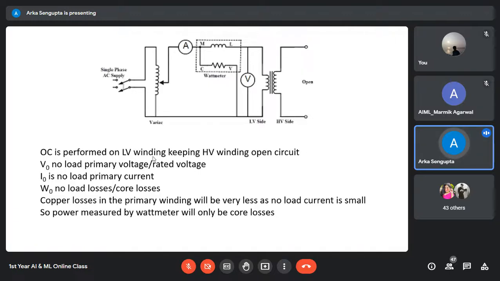Now in a transformer we can find out the core loss by the help of the open circuit test. In the open circuit test, we keep the high voltage side open, and on the low voltage side we connect an ammeter, voltmeter and wattmeter in this manner. The wattmeter has four terminals: M, L, C and V. M and C are internally connected. L and V are shown in the wattmeter. We connect M, L, C and V over here.